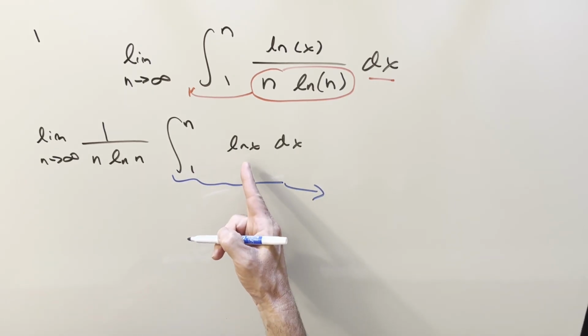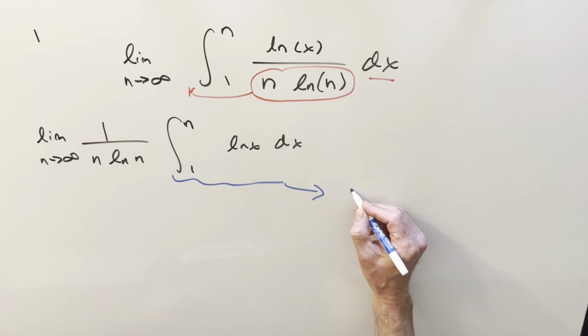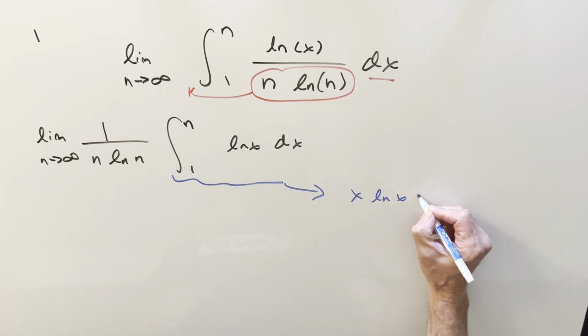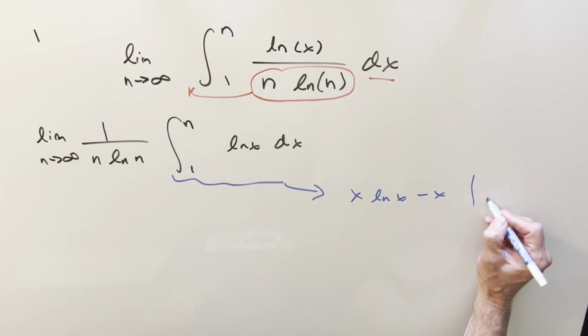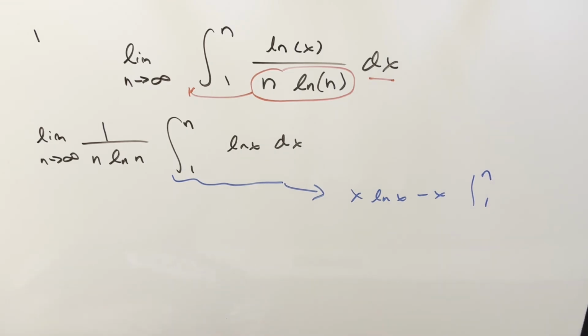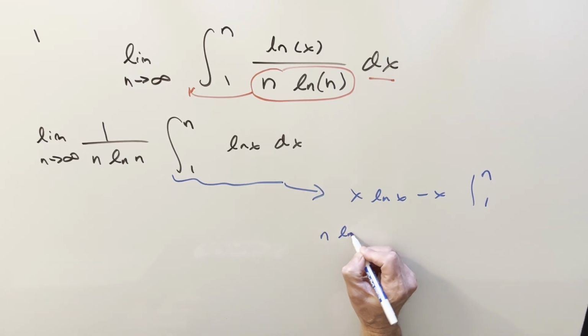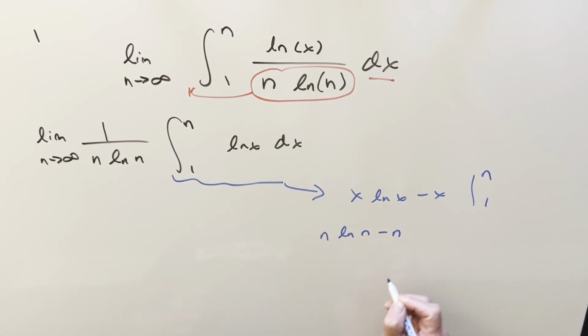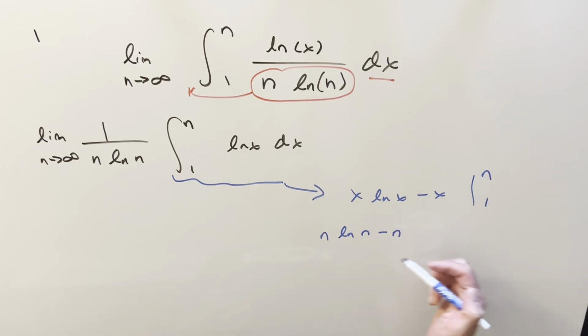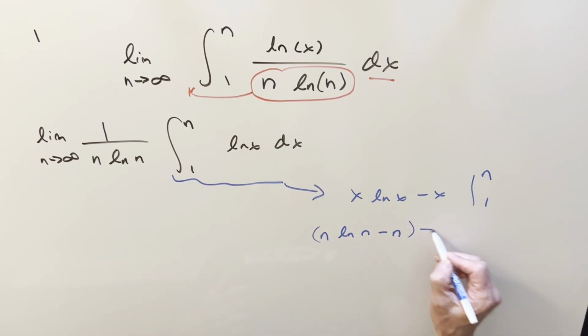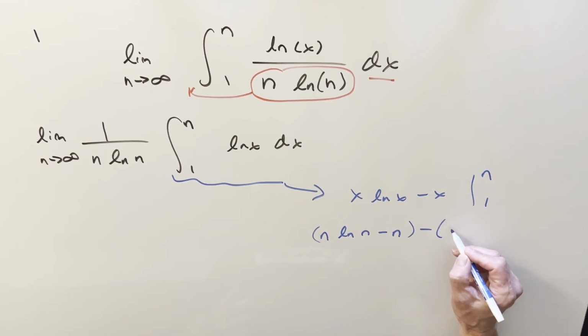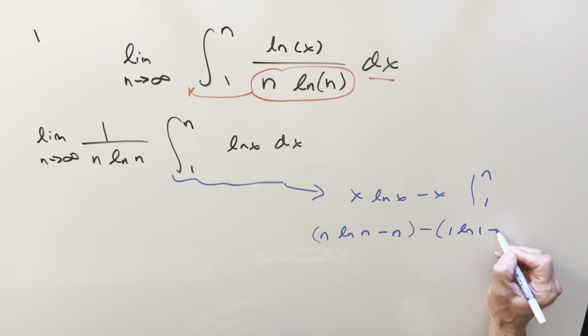So I can do this with a formula. The integral of natural log x is going to be x ln x minus x, and we're evaluating from 1 to n. Plug in n, we get n ln n minus n. Then we plug in 1. Here, let's be clear with it. So we're going to be subtracting. It becomes 1 ln 1 minus 1.